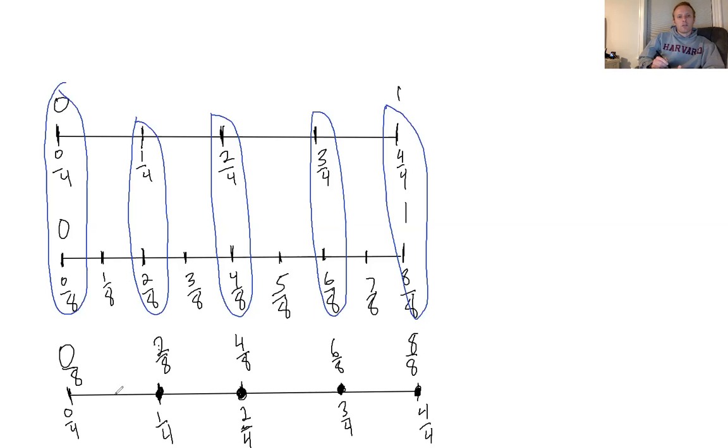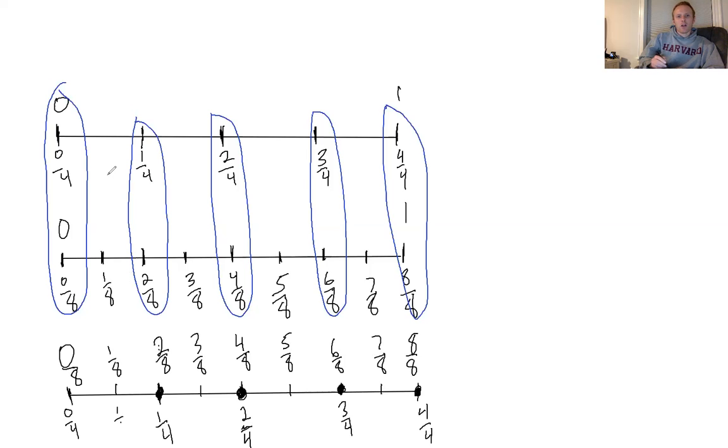We could come down here and we could put in the ones that aren't here. 1/8. I'll put them up here. Make it easier to see. We have 2/8, 3/8, 4/8, 5/8, 6/8, and we'll fill in our last one with 7/8.